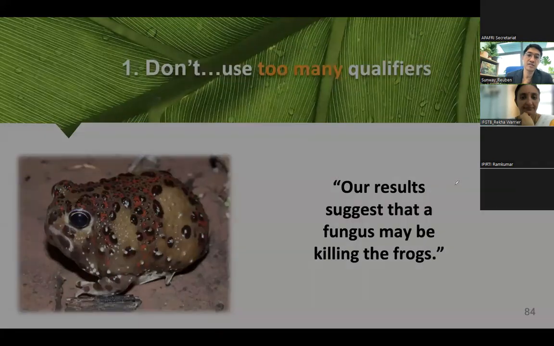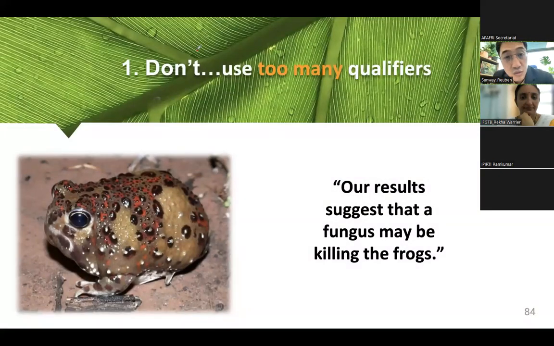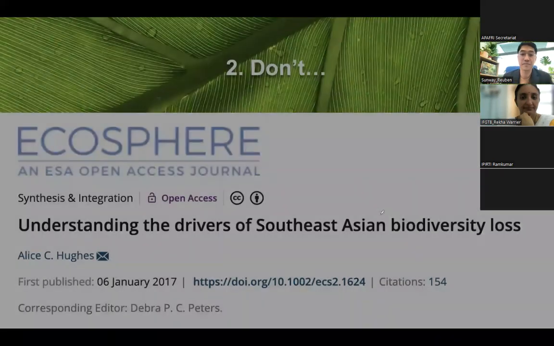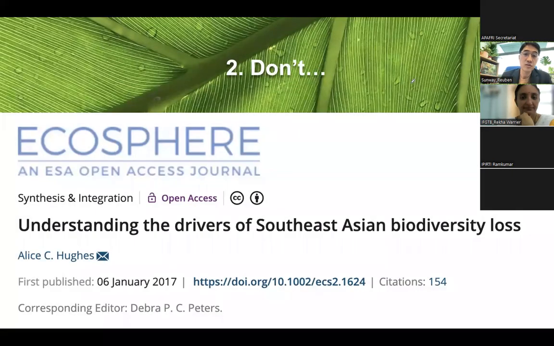All right. Great. Fantastic. All of you are seasoned pros now, but there are 3 don'ts that I want you to follow. Number 1, don't use too many qualifiers. For example, our results suggest that a fungus may be killing a frog. There are 2 qualifiers here, right? Just use one. If you use too many qualifiers, that shows that you are not confident of your results as well. That's also a bad thing. Number 2, don't do something.